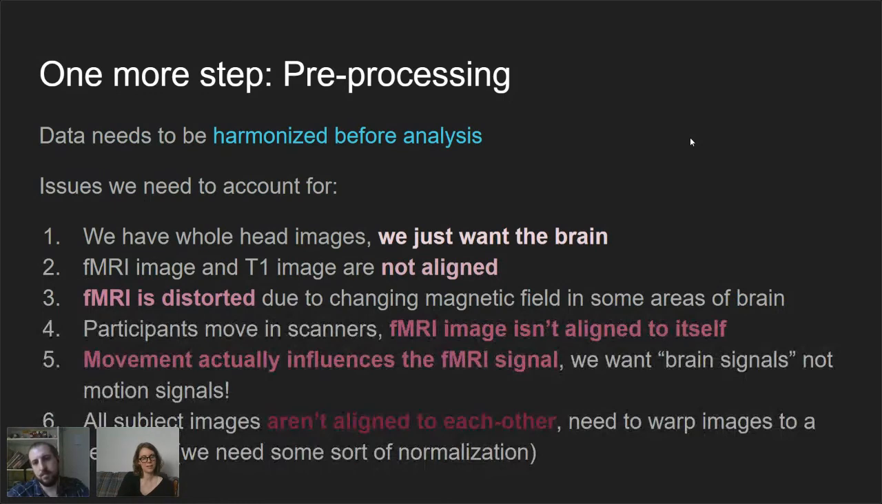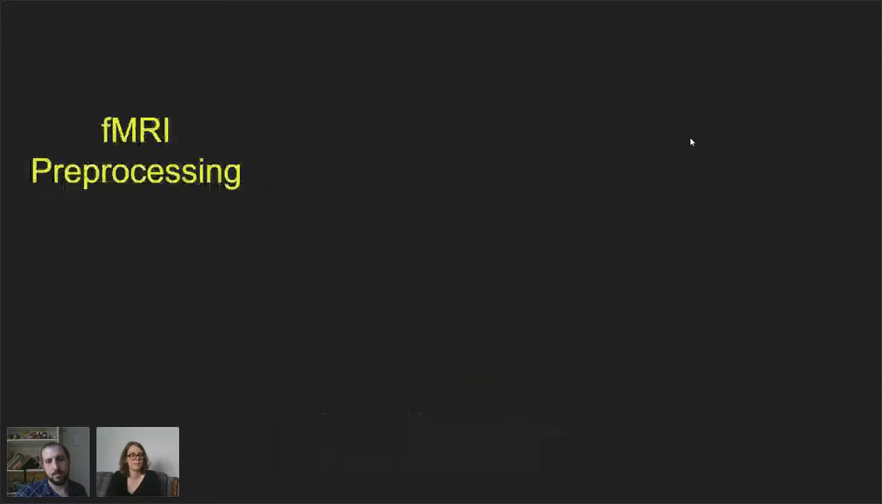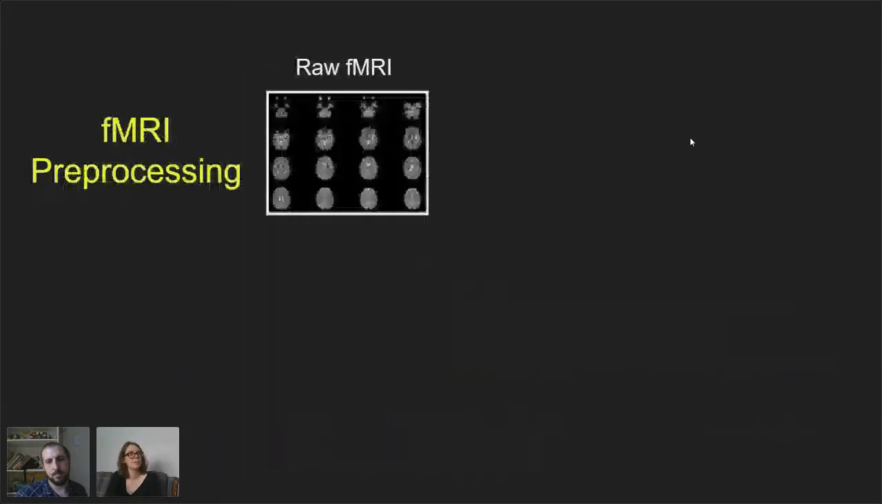And participants aren't aligned to each other. So everybody puts their head a little bit differently in the scanner, or the scanner does very little to align their head. So we need to align the head to a template so that we can actually compare across people. So there's some important steps here.